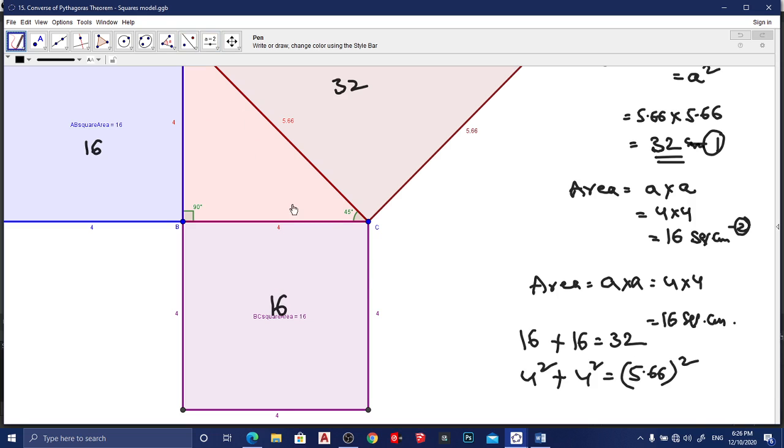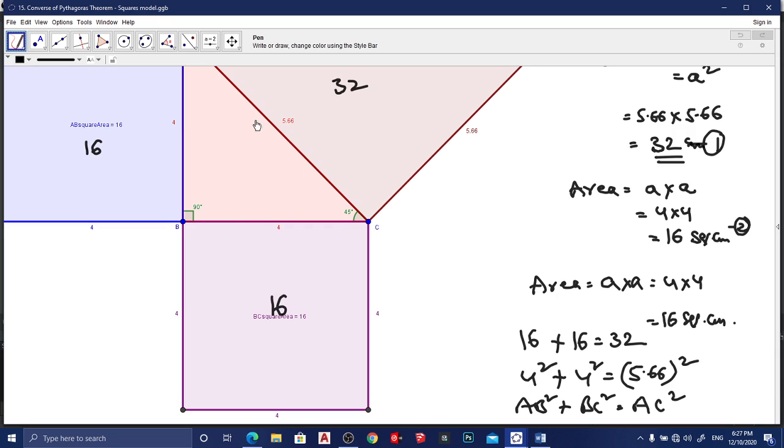Now you can write what this length is. This 4 is AB square, this 4 is BC square, which is equal to AC square. So now you got the reverse formula: AB square plus BC square equals AC square. From this you can conclude that this is a right angle triangle. Since AB square plus BC square is equal to AC square, this is a right angle triangle.